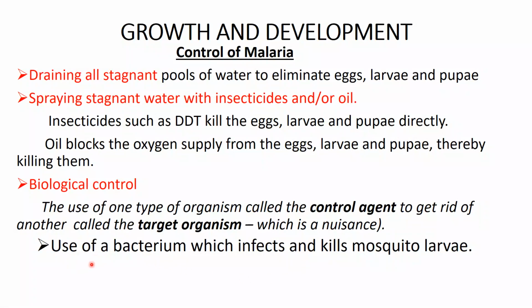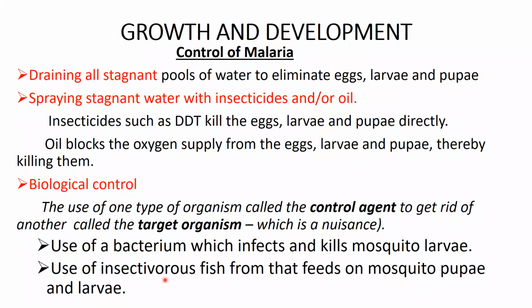Such organisms are bacteria. They are bacteria which infect and kill mosquito larvae. So you can make sure that those bacteria are sprayed on stagnant water so that they can deal with the larvae. Also, there are types of fish called insectivorous fish, which feed on mosquito pupa and larvae. So these insectivorous fish feed on mosquito pupa and larvae. These are some of the biological control methods that you can use.